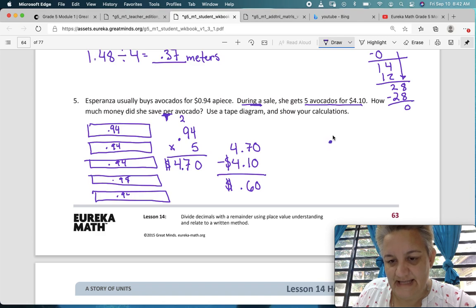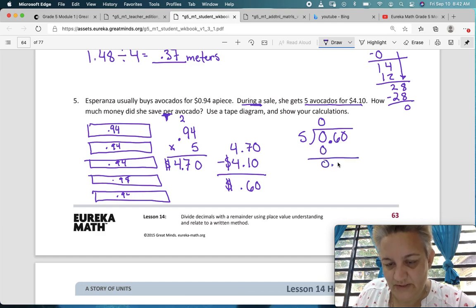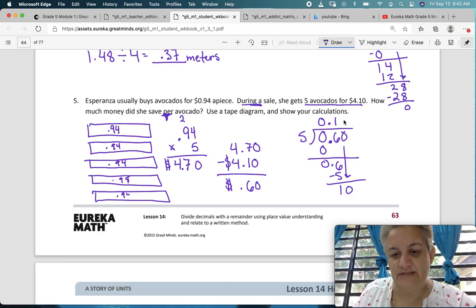So 60 cents, I'm going to put the 0 there, 60 cents divided by 5. Does 5 go into 0? No. Into the ones place? No. 0 times 5 is 0. So no ones. We're going to go straight to the tenths. 5 goes into 6/10 one time. 1 times 5 is 5. Now she has 1/10 left over, so we're going to bring down the hundredths. So now she's got 10 hundredths. 5 goes into 10 hundredths 2 times.